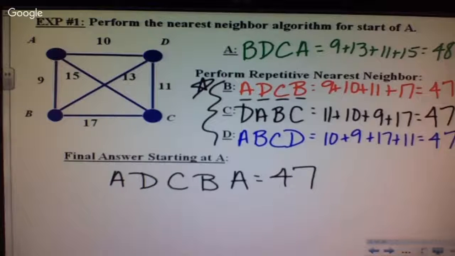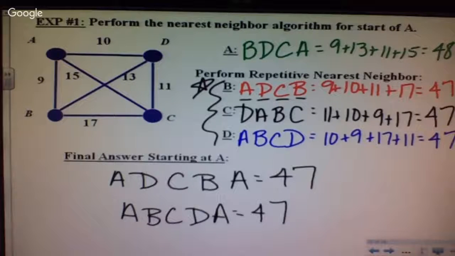Couldn't we still do that for the other two? Yes, you could have done it for the other two. C would have gone A, B, C, D, and back to A. D would have gone A, B, C, D, and back to A. Notice they're mirror images of each other. This one goes A, D, C, B, A, and this one goes in backwards: A, B, C, D, A.